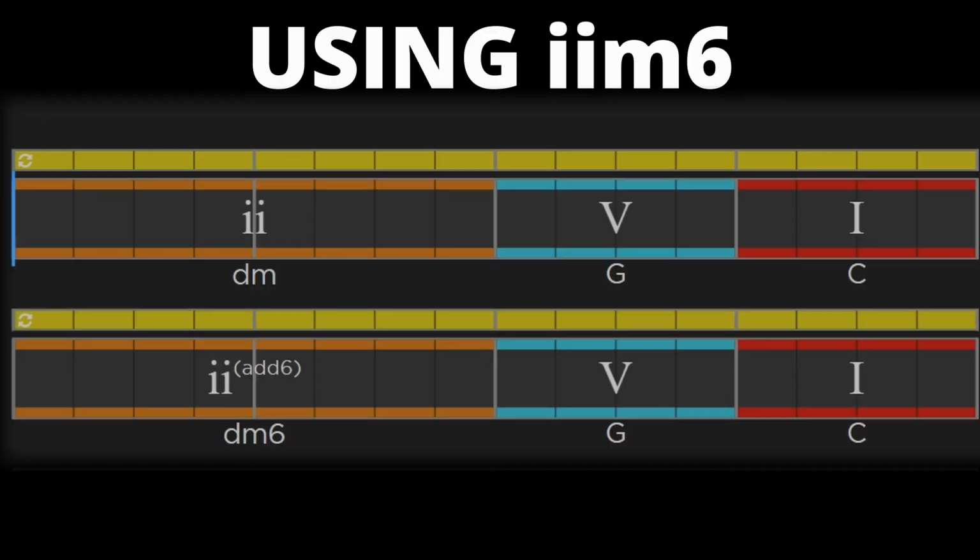Let's start with a simple 3 chord progression using the 2 chord. We will swap in the minor sixth chord for the second half of the progression. This will provide you with a simple example of the minor sixth sound.